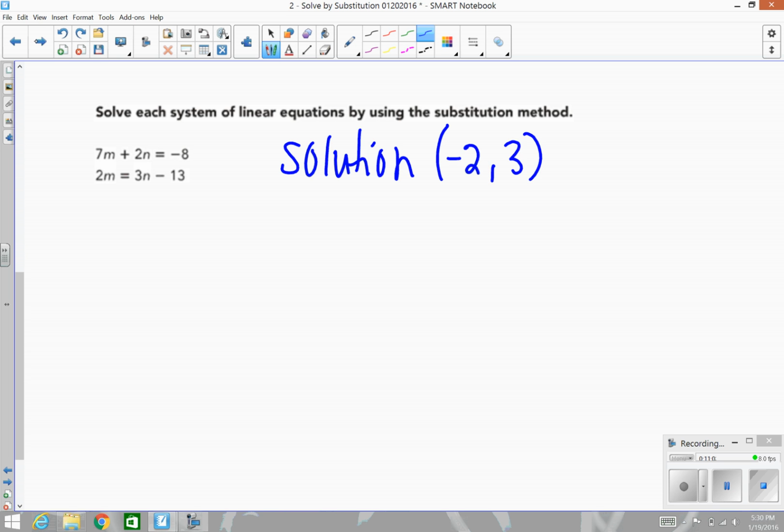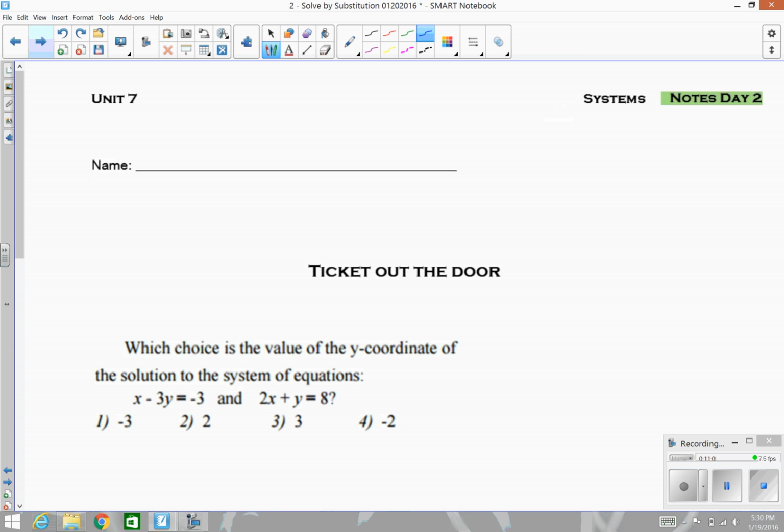And then lastly is your ticket out the door, and you should be all set. Again, you might even want to go back to the beginning and rewatch all of this. Follow the steps and work together. Good luck.